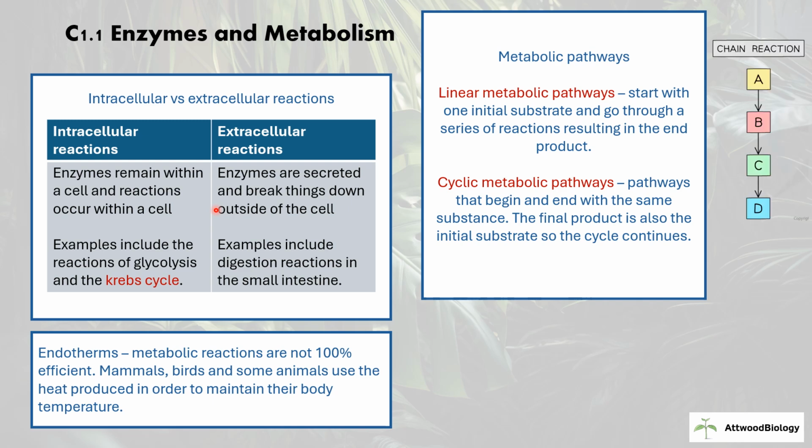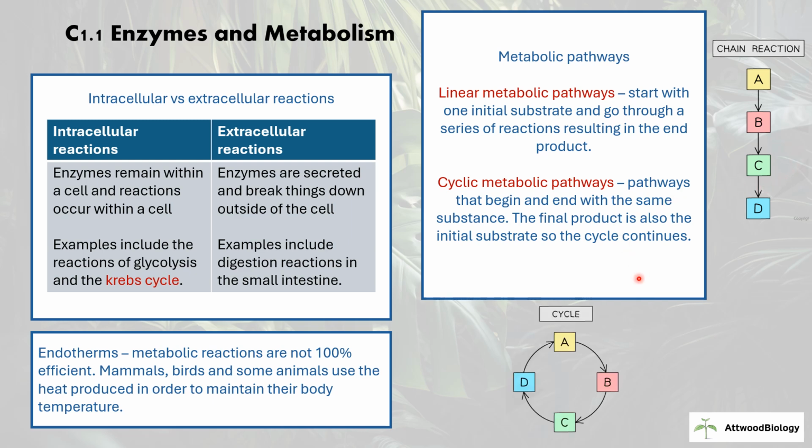In metabolic pathways, we've got a couple of diagrams here. So a linear metabolic pathway, you start with one initial substrate, you go through a series of reactions until you get to the end product. So D here is the end product. That is going to be used for something else within the cell or within the body. A is our initial product and we call B and C the intermediates. There will be a different enzyme at each stage that catalyzes that reaction.